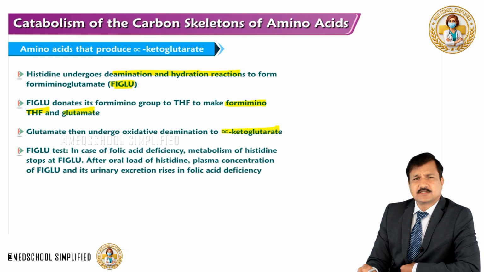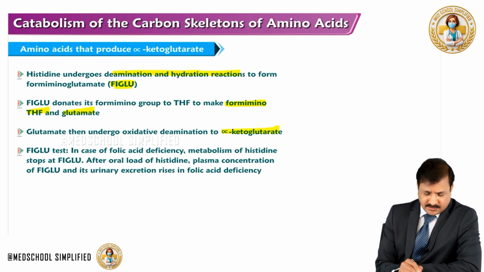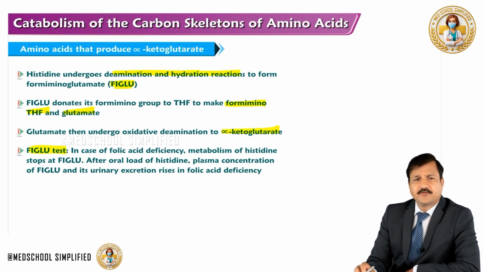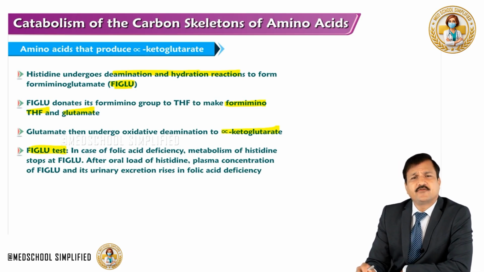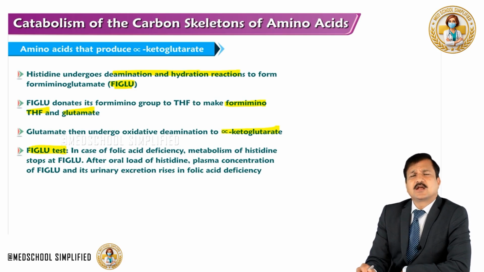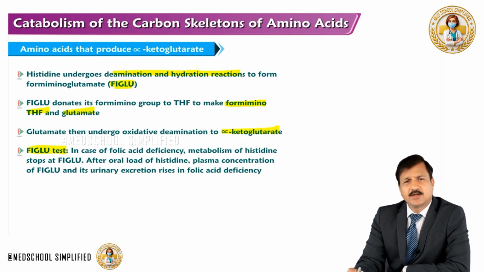Alright, now let's see the FIGLU test. What is the FIGLU test? The FIGLU test is done in cases of folic acid deficiency. In folic acid deficiency, metabolism of histidine will stop at the last reaction we saw in the previous slide, that is, it stops at FIGLU, formiminoglutamate, because conversion of formiminoglutamate into glutamate needs tetrahydrofolate. So deficiency of tetrahydrofolate does not allow this conversion.